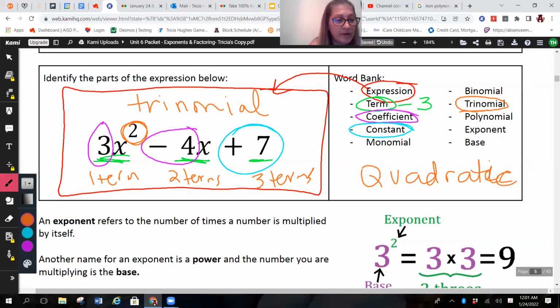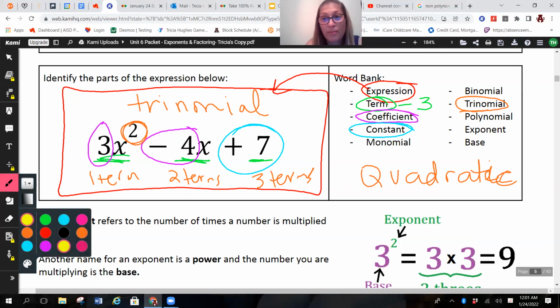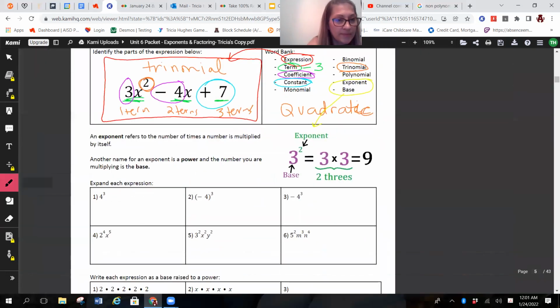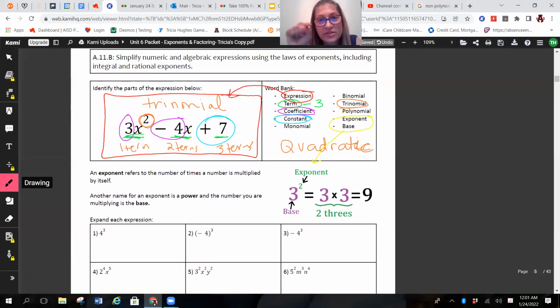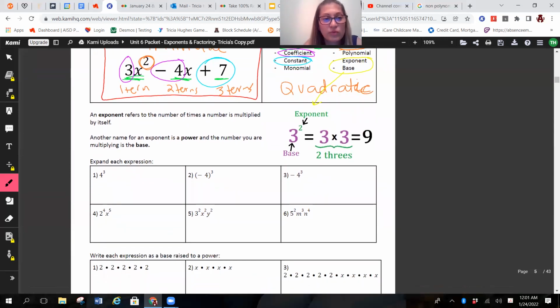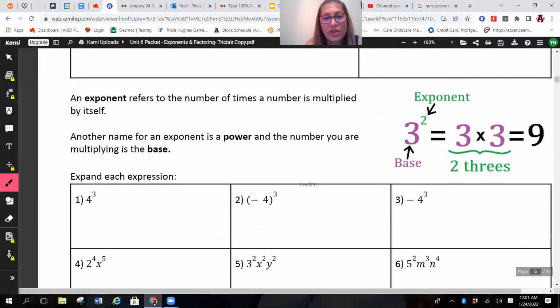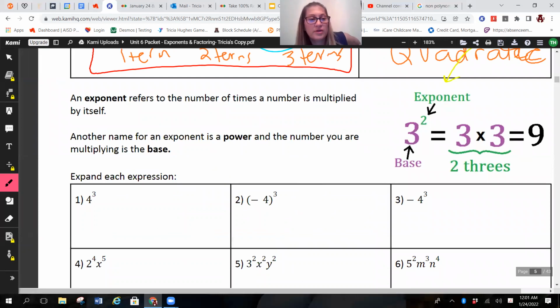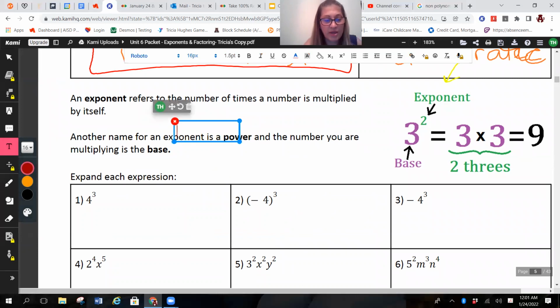Okay, and we're going to move forward by calling this next part below an exponent and base. All right. If that was confusing, press stop and rewind so you can hear all that again. Okay, let's read what this says. An exponent refers to the number of times a number is multiplied by itself. Another name for an exponent is called a power. Another name for that is also degree.